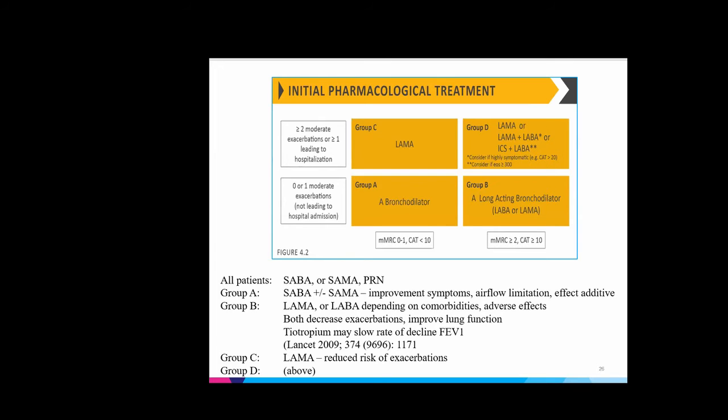Group B, bottom right, a patient who is more symptomatic but has minimal exacerbations, use a LAMA or a LABA. I will show you slides in a minute which show that LAMA is superior to LABA for these patients, as it is for group C, if we're going to use monotherapy. And for group D, the patients who are most symptomatic with a greater number of exacerbations, we use double or triple therapy. So let me show you the evidence supporting the use of these drugs.